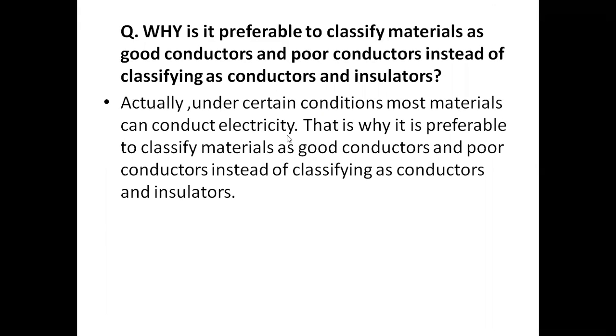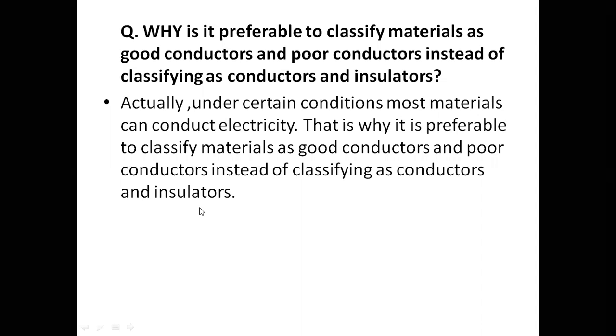That's why under certain conditions, most materials can conduct electricity. So they need some special conditions. If the conditions are provided, then they become conductors. That's why we cannot say they are permanently insulators. Instead of saying insulators, say poor conductors. Poor conductors means the degree of conductivity is very low, okay? That is why it is preferable to classify materials as good conductors and poor conductors instead of classifying as conductors and insulators.